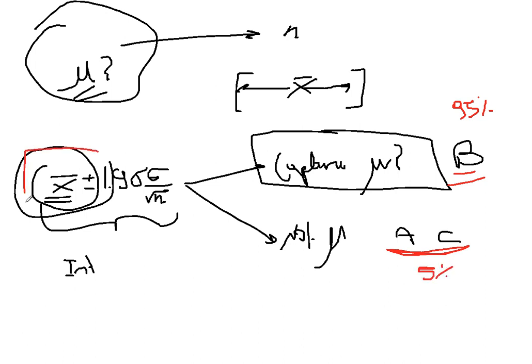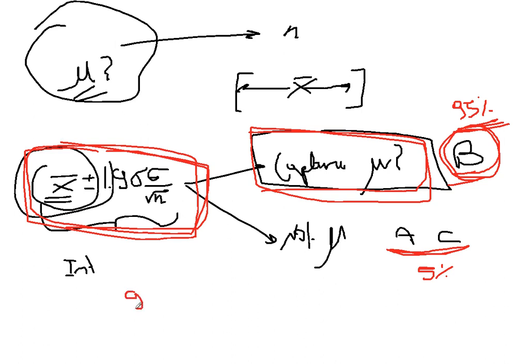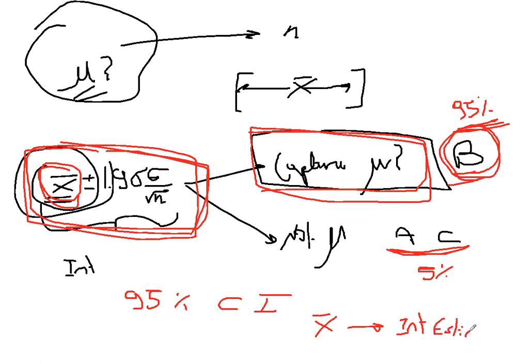So even though you do not know where your X bar is, you have a 95% chance that you are inside of B, meaning that you captured mu. Therefore, we call this a 95% confidence interval. And what this is doing is that it's taking your point estimate, which is X bar, and turning it into an interval estimate. So we're still in estimation, but this is the last piece of estimation.